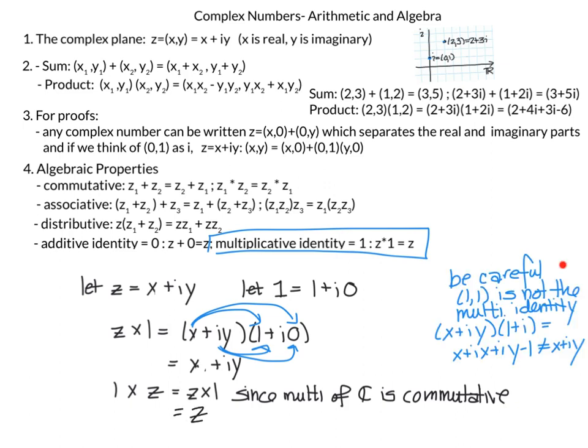And just one last warning, (1, 1) is not the multiplicative identity, because if we have x plus iy, some random complex number, times (1, 1), and (1, 1) would be 1 plus i. When we multiply this out, we get x, which is great, but then we have this xi, which is an extra term, so already we're in trouble. And then of course we have the iy, which is great, but then we have this minus y, which is another extra term, so it's not equal to x plus iy. So the multiplicative identity is (1, 0).